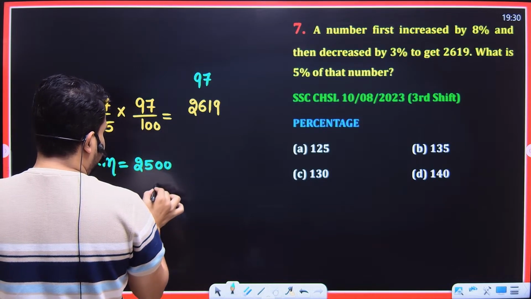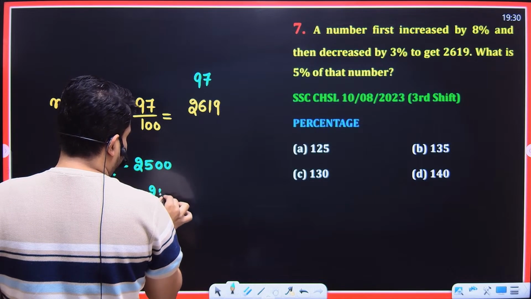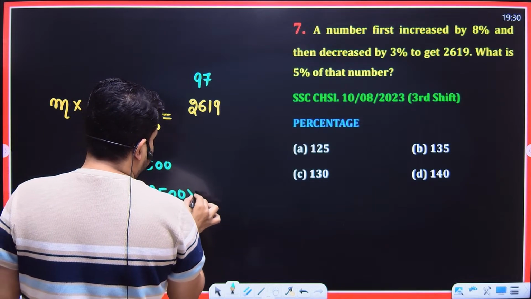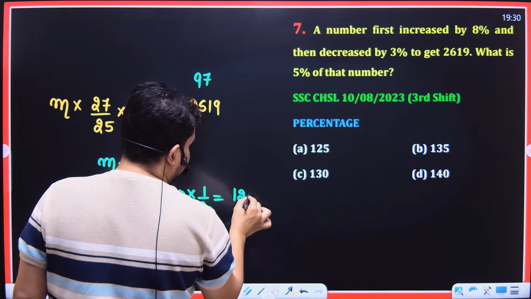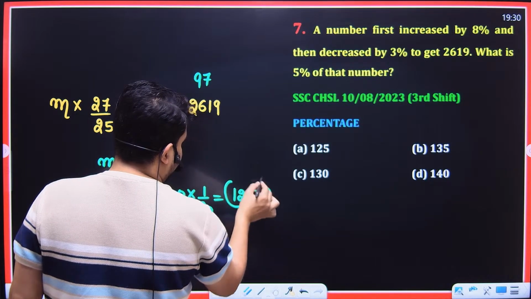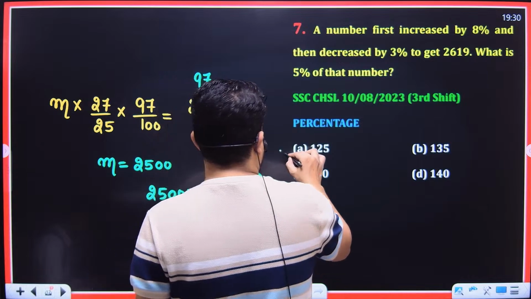We have to calculate 5% of this number. So 2500, 5% is 1 by 20. It means 125 is the answer of this beautiful question. That is option number A.